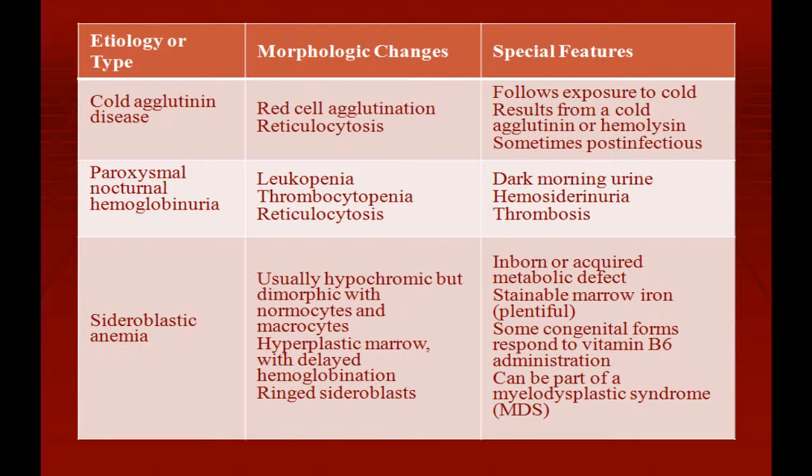Also some words about rare forms of anemia: cold agglutinin disease, paroxysmal nocturnal hemoglobinuria, and sideroblastic anemia. So you see the main morphological changes and some specific signs of these diseases. I think that we will continue, and if you want to know about these anemias more, I think that you will have enough time to read it. And now we must discuss the more common forms.